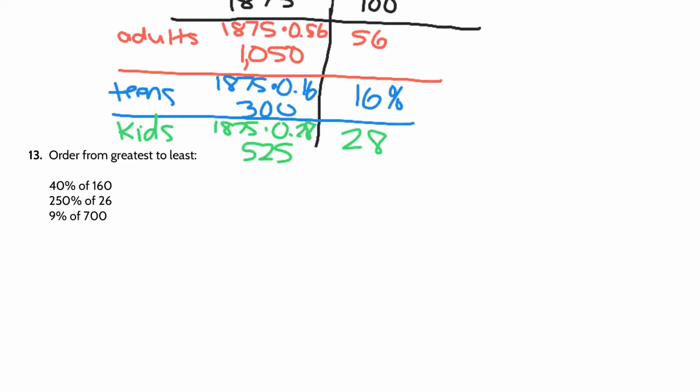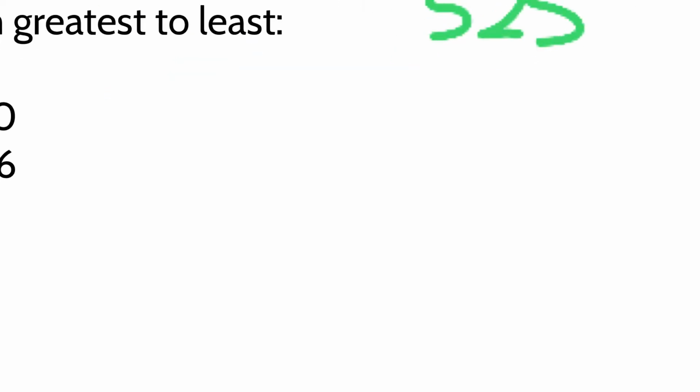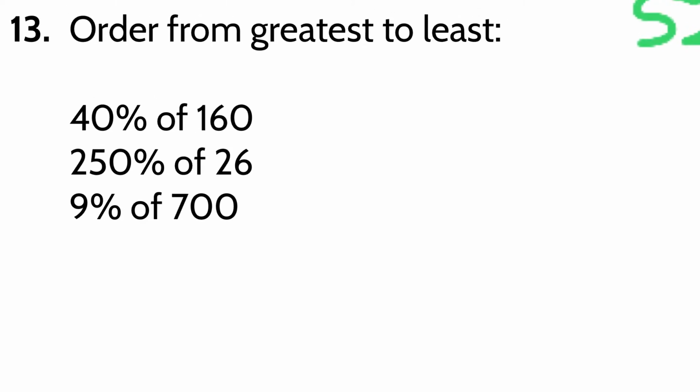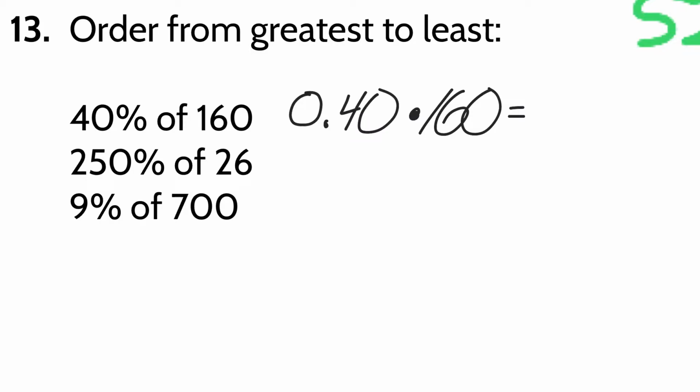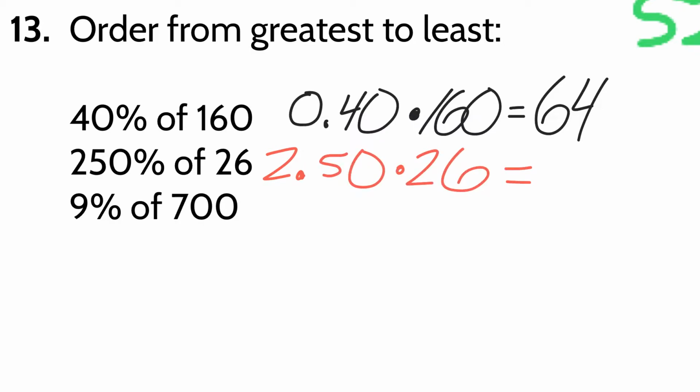Now, our last question here, at least our last question on this page, order from greatest to least. Now, you got to find all these little things now. So, 40% of 160. Let's take 0.40 and multiply it by 160. So 0.4 times 160 is 64. Now 250% as a decimal is 2.50. When you multiply that by 26, you get 65.